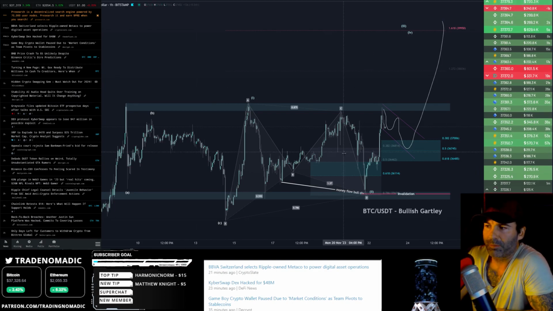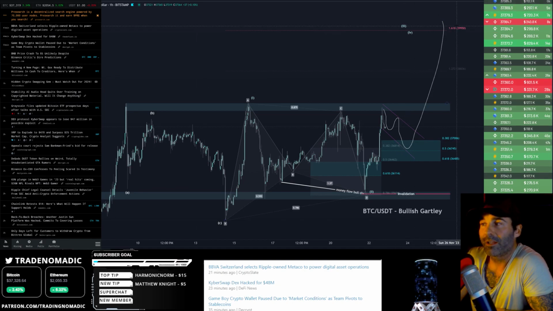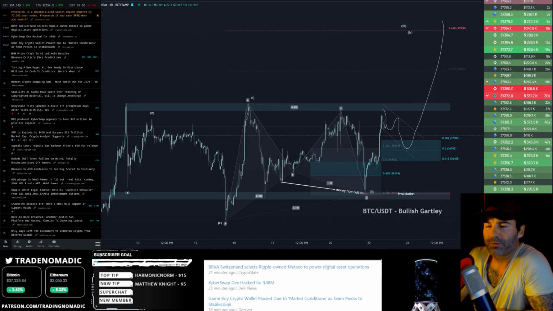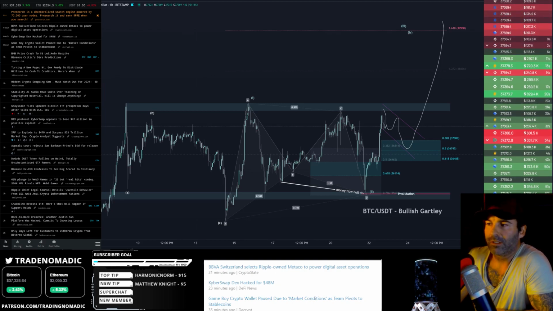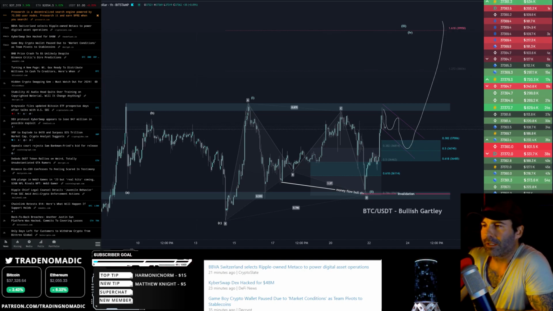There's a big imbalance in this candle coming up. Maybe we consolidate, fill the imbalance, and then continue on. That's what I'm looking at. Again, this is a 1 hour time frame. This is not really make or break it for the trend.